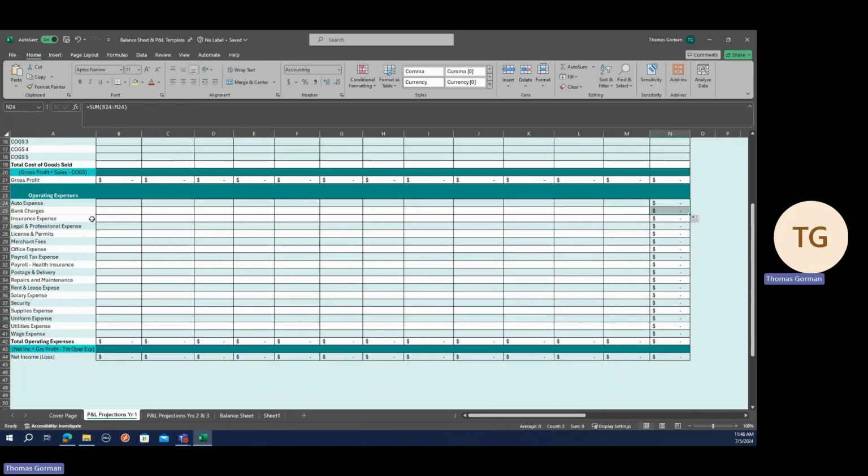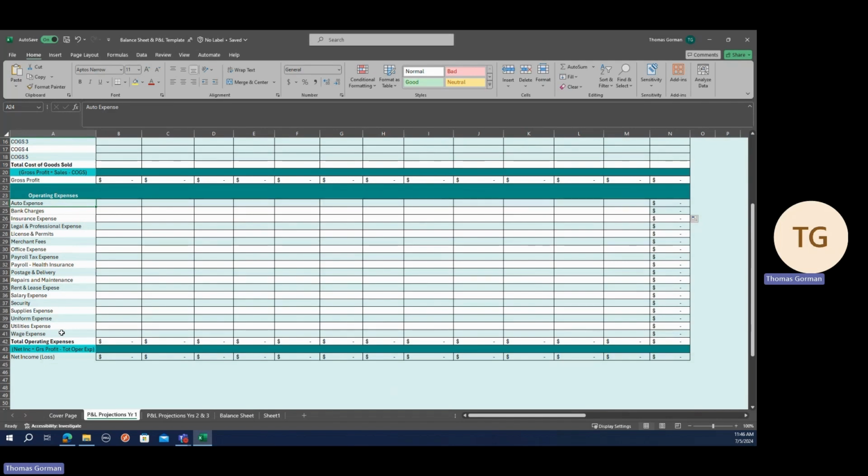Now, this right here is a list of operating expenses: auto expenses, bank charges, insurance expenses, legal and professional expenses, licenses and permits, merchant fees, office expenses, payroll tax expenses. This is all a list of operating expenses that are fairly common with businesses.